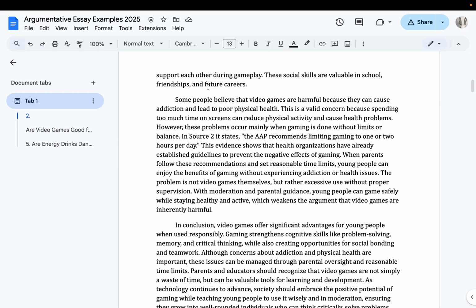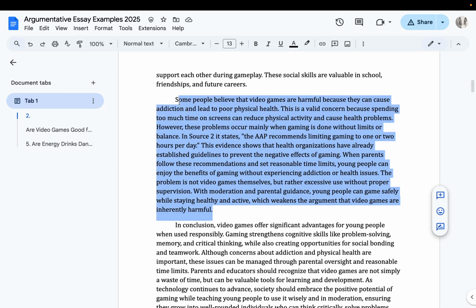Now, let's look at their counter argument paragraph. Remember, the counter argument is where you introduce the other side. You have a concession when you say that's a fair point, and then you attack it. Some believe that video games are harmful because they can cause addiction and lead to poor physical health. This is a valid concern. Say why it's a valid concern. Because spending too much time on screen can reduce physical activity and can cause health problems. However, these problems occur mainly when gaming is done without limits or balance.